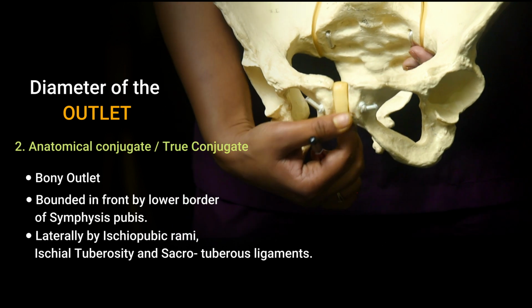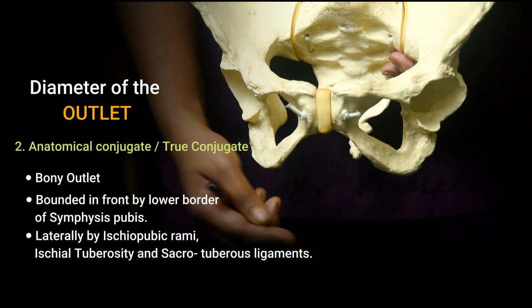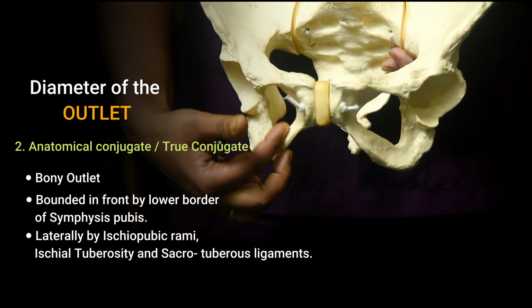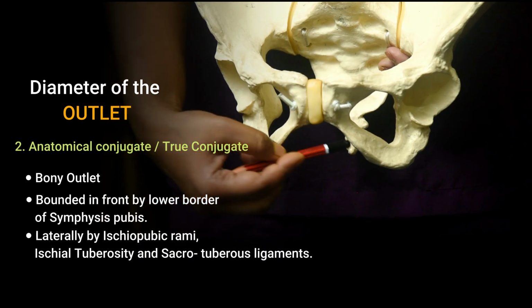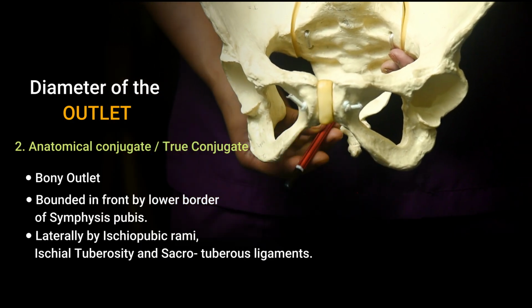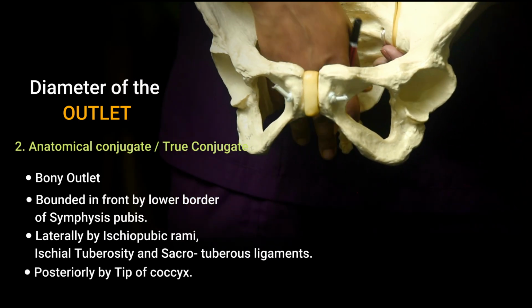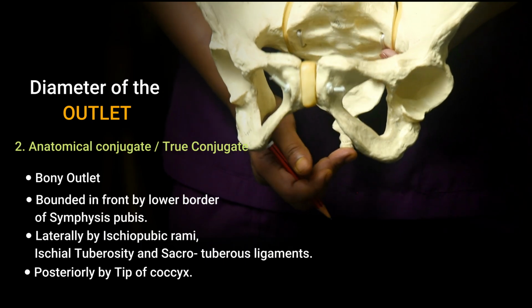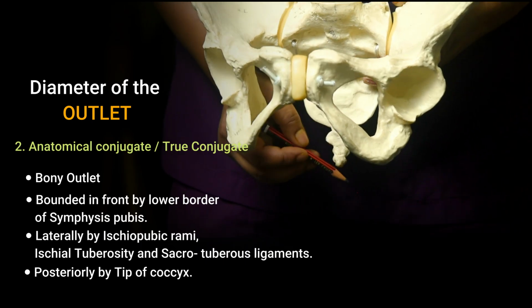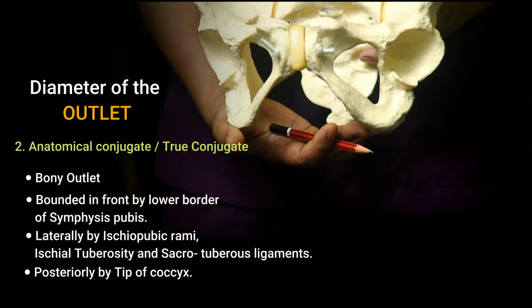In front of the anatomical outlet there is the lower border of the symphysis pubis, and laterally there are the ischiopubic rami, the ischial tuberosity, and the sacrotuberous ligament. Okay, posteriorly by the tip of the coccyx here. Okay, this is the apex or the tip of the coccyx. So this is known as the anatomical outlet or the true conjugate.